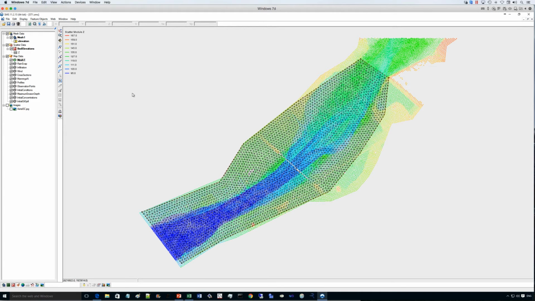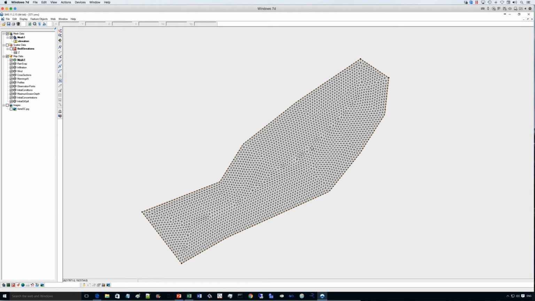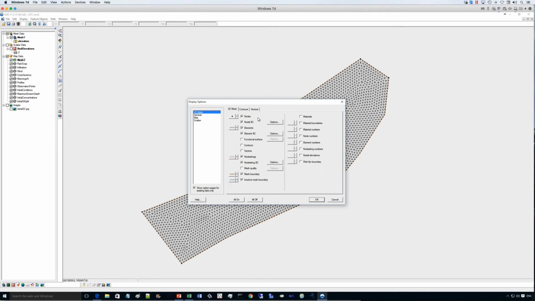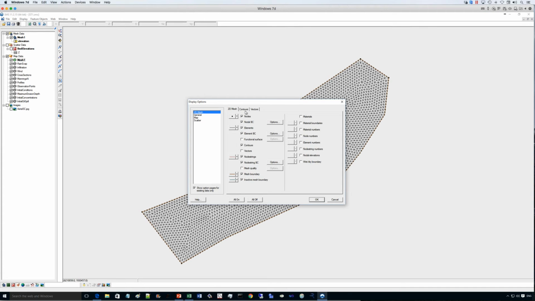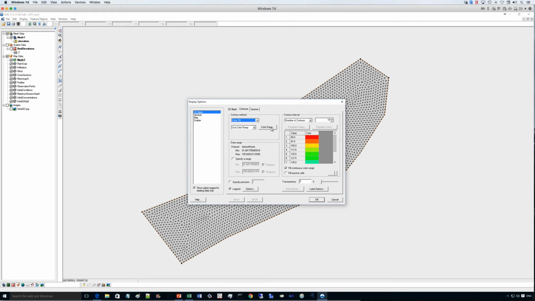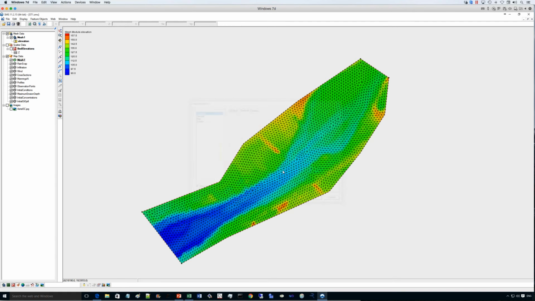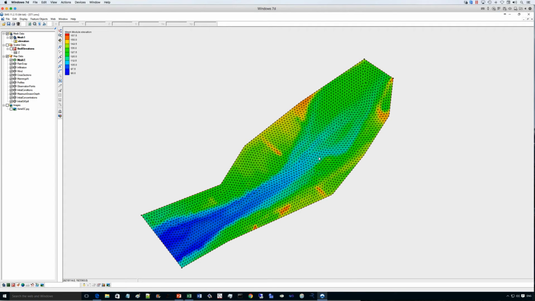So far I haven't entered any data for the sediment transport. Let me color this so that I can see the contours. So these are the interpolated elevations at the node level or the cell level. So I can see they represent my terrain correctly. And now we're ready to go ahead and perform a first simulation.